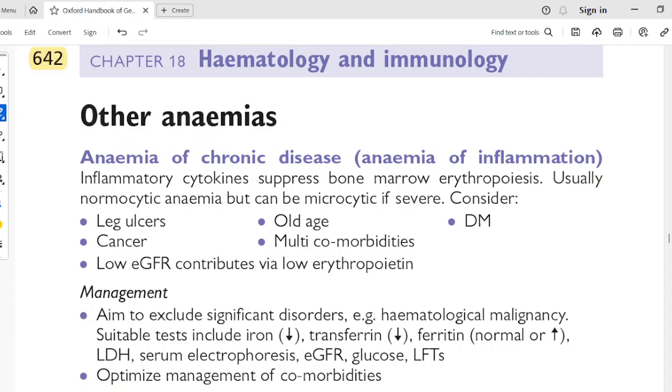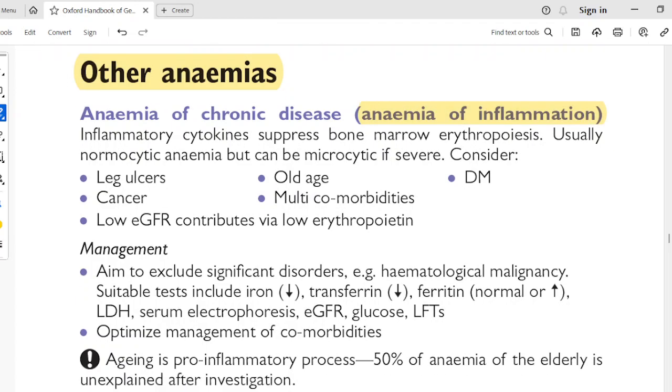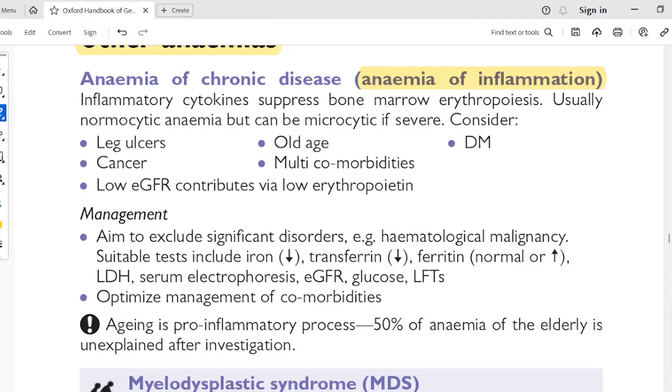We are at page number 642 today, chapter 18, Hematology and Immunology, Other Anemias. Anemia of chronic disease, anemia of inflammation. Inflammatory cytokines suppress the bone marrow erythropoiesis. Usually normocytic anemia, can be microcytic if severe. Consider leg ulcers, cancer, low GFR contributes via low erythropoietin, multiple comorbidities, old age and diabetes.